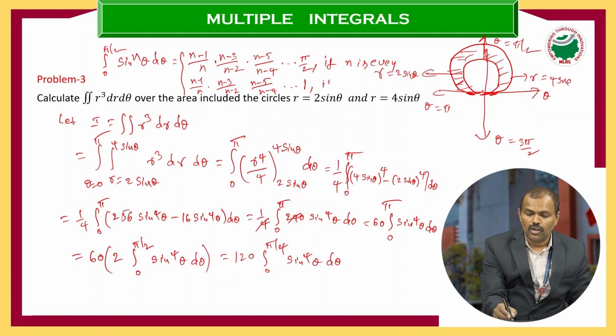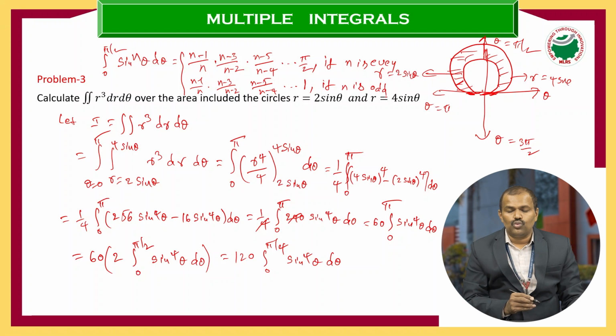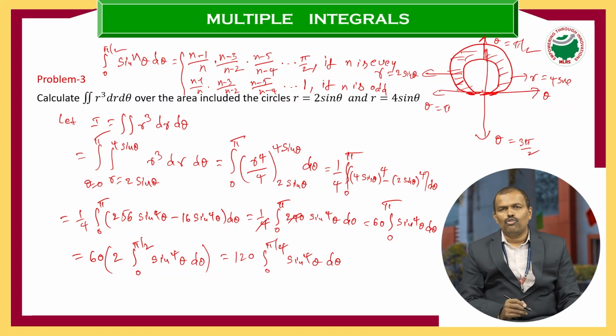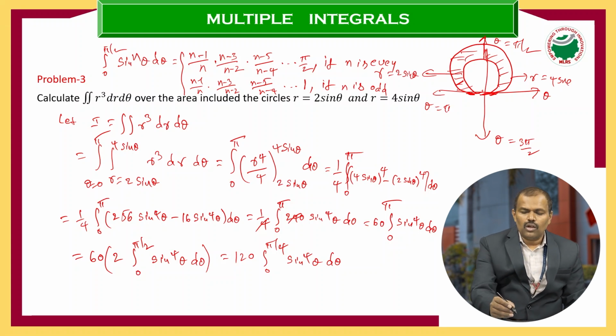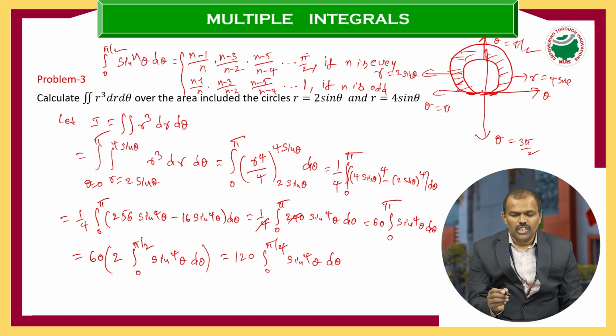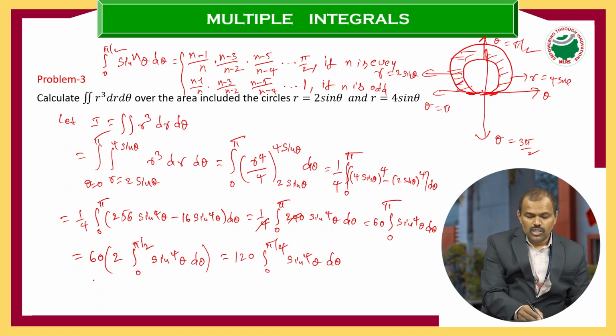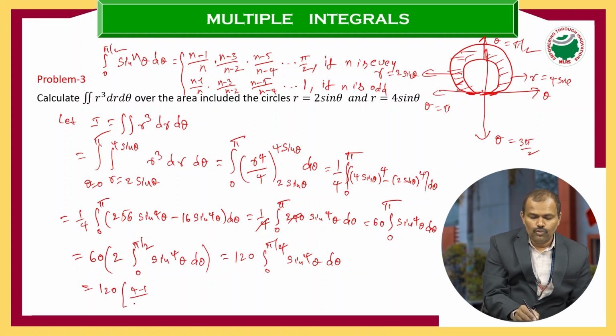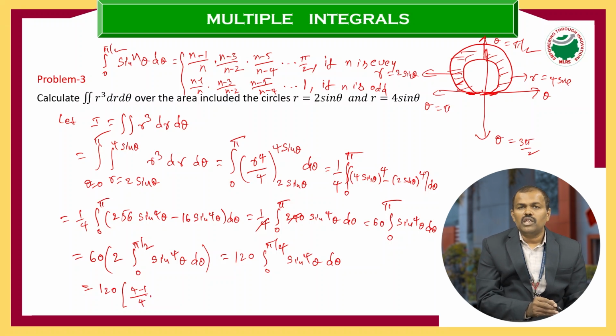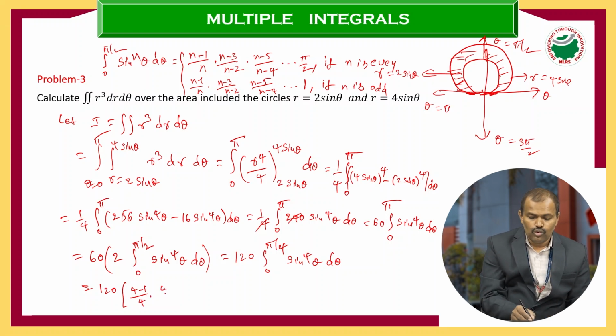This is one of the important formulas. If n is even, the last factor is pi by 2. If n is odd, the last factor is 1. Now here it is sin power 4 theta, and 4 is even, so the last factor is pi by 2, and n is particularly 4. So now I am applying that formula. That is equal to 120 into n minus 1 by n, that means 4 minus 1 by 4, into n minus 3 by n minus 2, 4 minus 3 by 4 minus 2, into pi by 2, that's all.